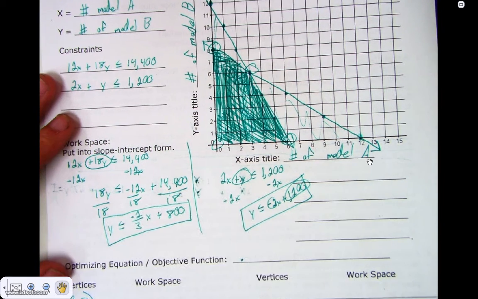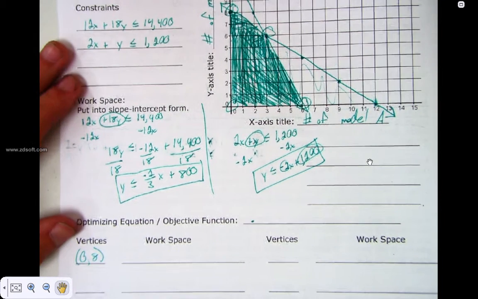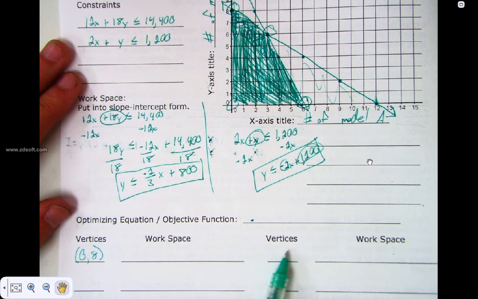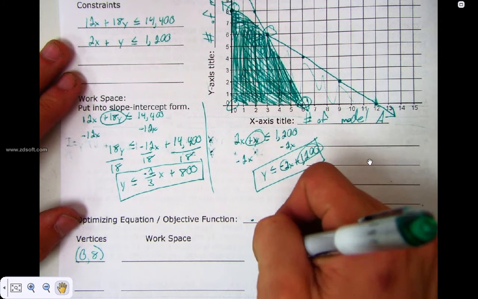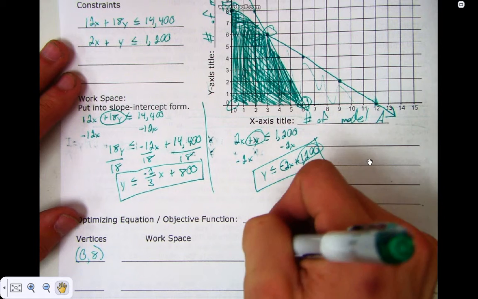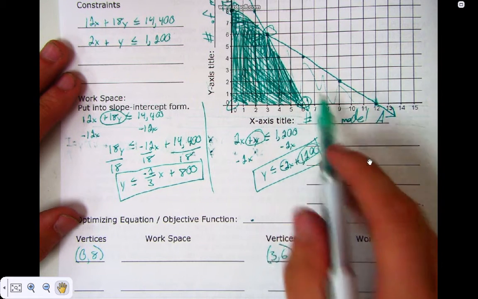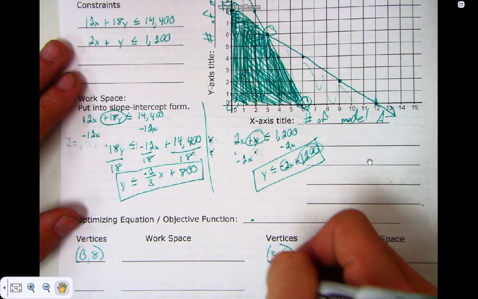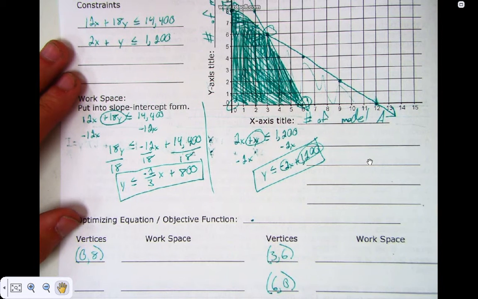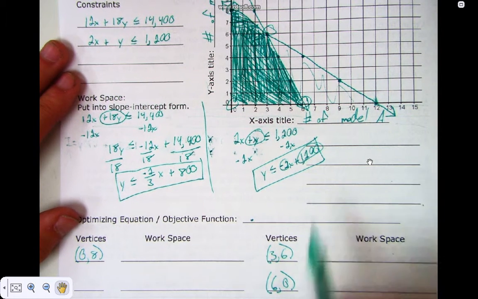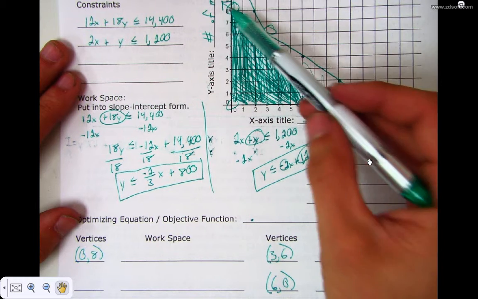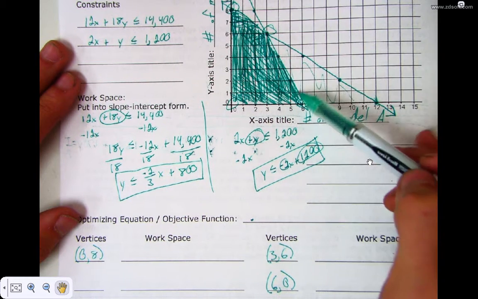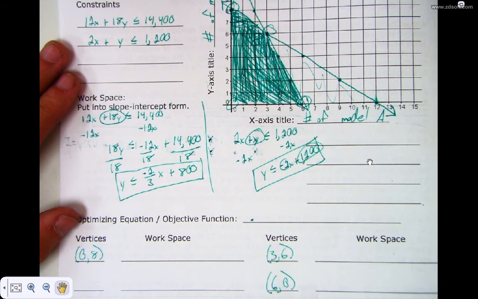Oops, hold on a second. So I'm writing that right down here. So I've got 0, 8 as one vertice. Another vertice is at 3, 6. And my other vertice is at 6, 0. Alright, and these are my vertices. Like I said, those are my extreme points on my area of feasibility. That's what's going to give me my maximums or my minimums.